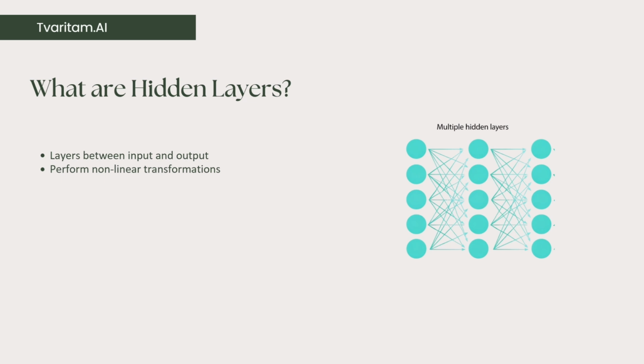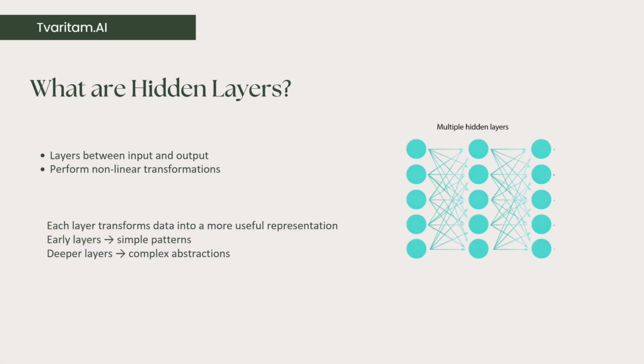Now for hidden layers, these are the layers between input and output layers, and they are called hidden because their outputs are not directly visible. They are the intermediate transformations. Each hidden layer transforms the data into a new representation, and early layers usually capture simple patterns, for example basic relationships or simple combinations of features, while deeper layers can capture more complex abstractions from the data, for example interactions between the features and higher level patterns. This is called hierarchical representation learning, where each layer builds on the previous one.